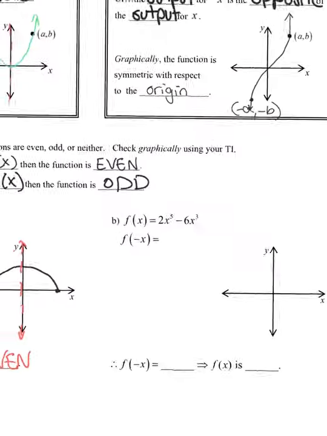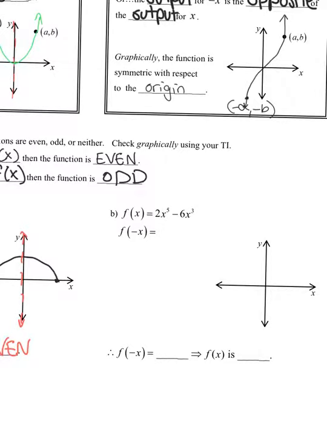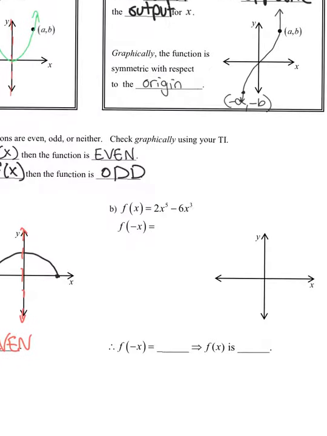Next, I want to check to see what this one does. So again, I'm going to plug in negative x into my equation and see if I get out either f of x or negative f of x. So I plug it in: 2 times quantity negative x to the 5th minus 6 times quantity negative x cubed.